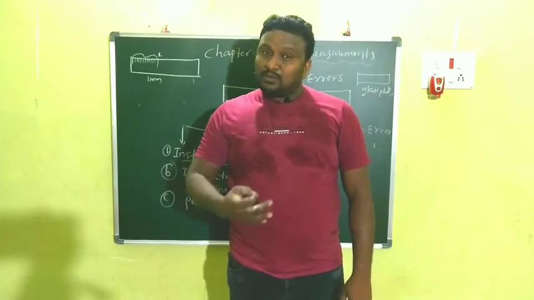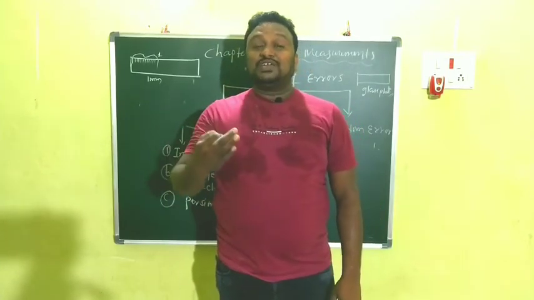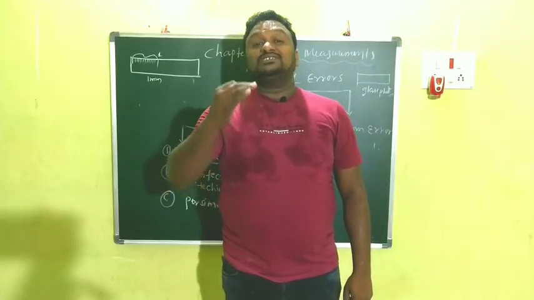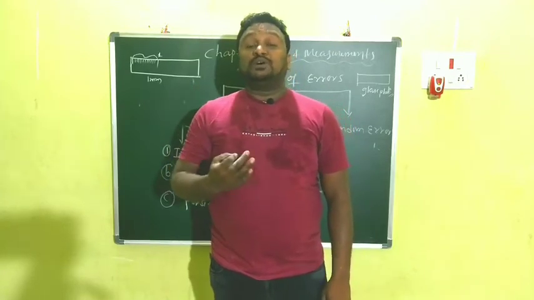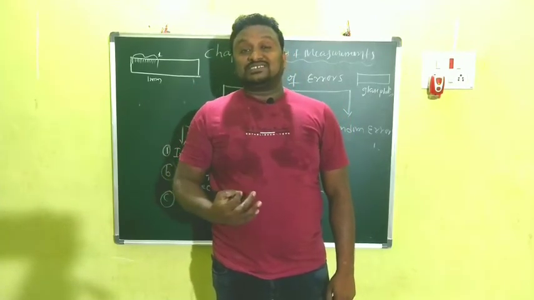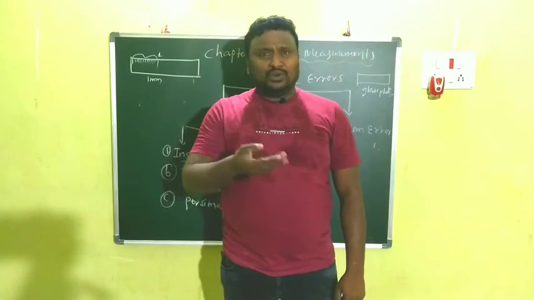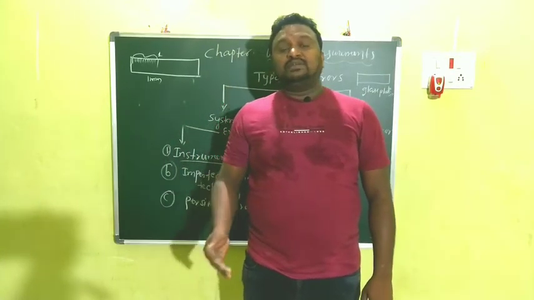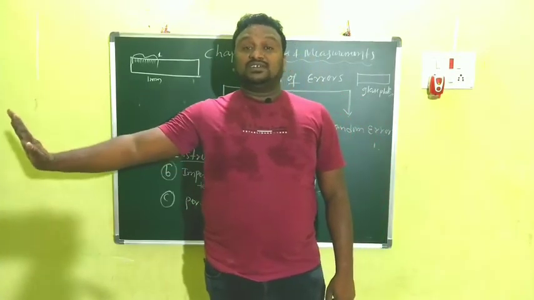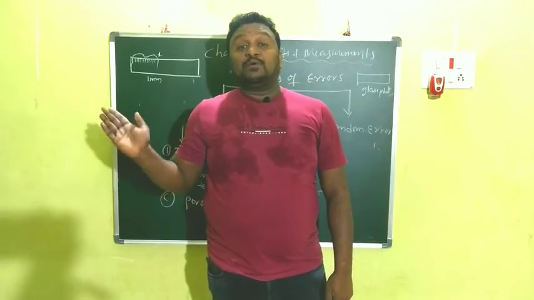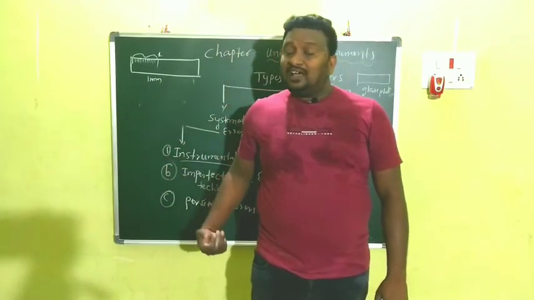We are having one thermometer. The reading for the boiling point of water is 104 degrees Celsius, but it is wrong. We know the value is 100. That means the thermometer has some error. That type of error is called instrumental error.